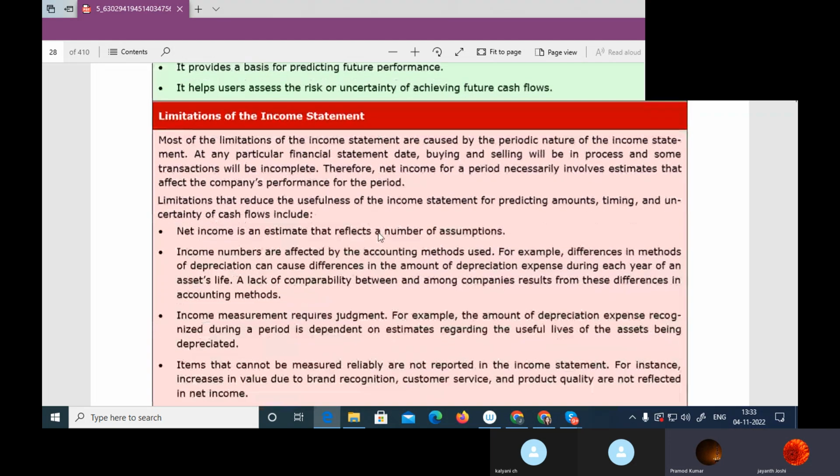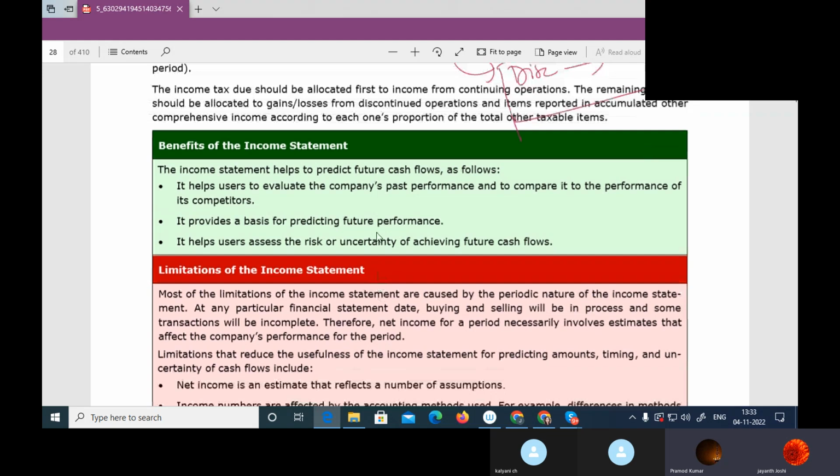Yeah, that's what we are discussing. Now let's see about the benefit of income statement. See, income statement, what does it show you? Suppose you are an investor, you hold the stocks of Kotak Mahindra Bank, and you are checking the income statement of Kotak Mahindra Bank. What do you analyze from that?